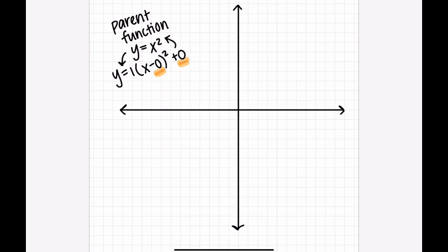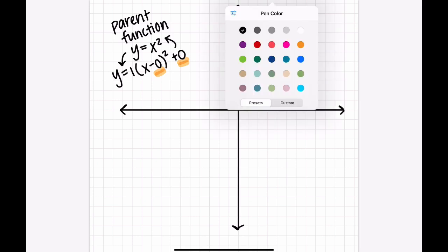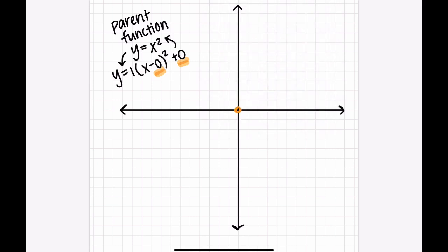The vertex of the parent function of a quadratic is at 0, 0. It hasn't been moved up or down. It hasn't been moved left or right because those values are 0. And it hasn't been stretched because it's only a multiplication factor of 1. So it hasn't been stretched vertically or horizontally. It's only multiplied by 1. It's not bigger than 1 or less than 1 for an a value. And it points upward because that 1 is a positive.